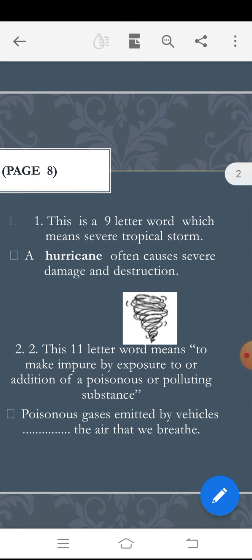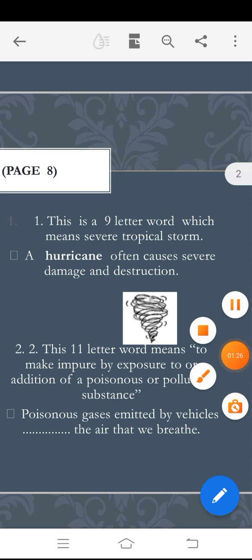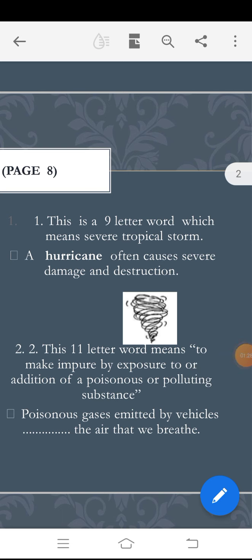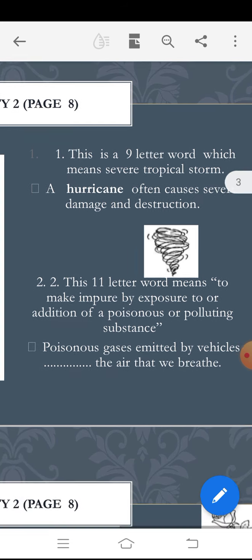So the first one, this is a 9-letter word which means severe tropical storm. Storm is violent wind. So the answer is already given for the first one here. It's a hurricane. So hurricane often causes severe damage and destruction. So I already mentioned that storm is a violent wind. So because it's a violent wind, it causes damage and destruction. Let's move on to the second one.